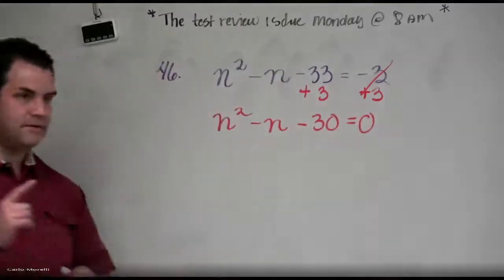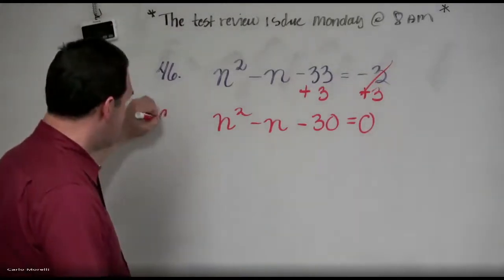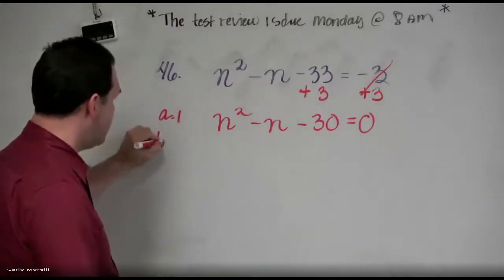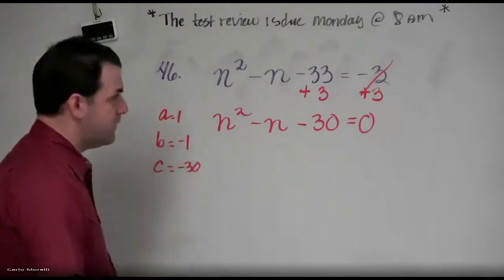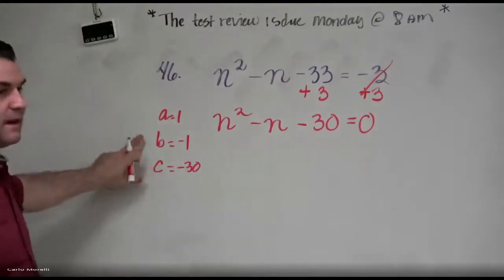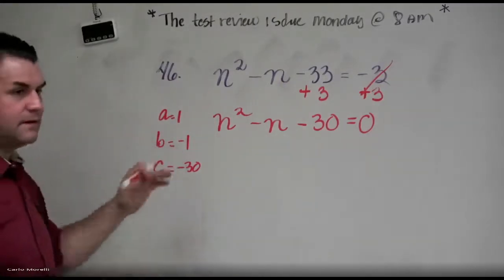Okay, now I need two numbers. So Becca would tell us identify A, B, and C. A equals 1, B equals negative 1, C equals negative 30. So I need two numbers that add to be B, negative 1, and they have to multiply to be negative 30.